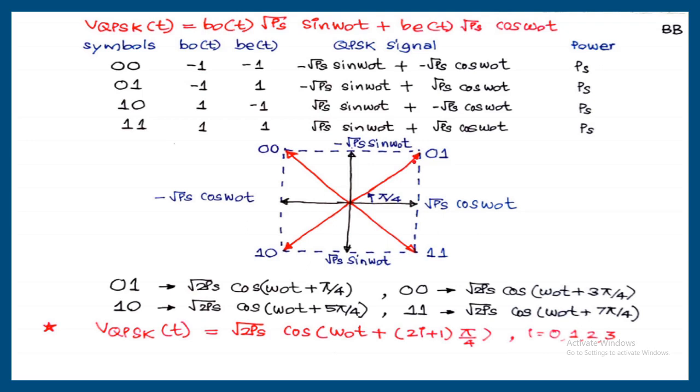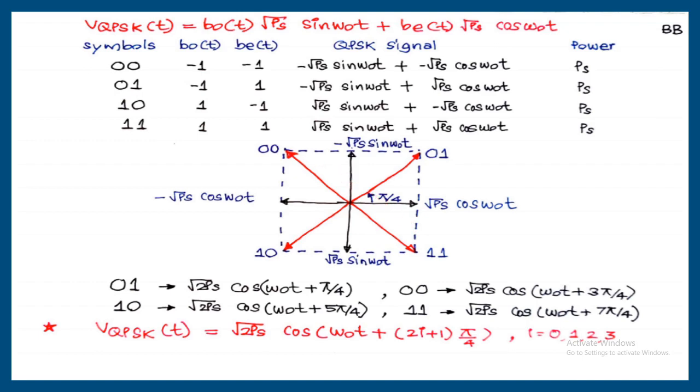And an important advantage we are getting here is adjacent combinations differ by only one bit. This is 0, 0, next 0, 1, next not 1, 0, it is 1, 1, and next combination 1, 0. Adjacent combinations differ by one bit. That is why it is called Gray coded QPSK. So due to this Gray coding, probability of error can be minimized.